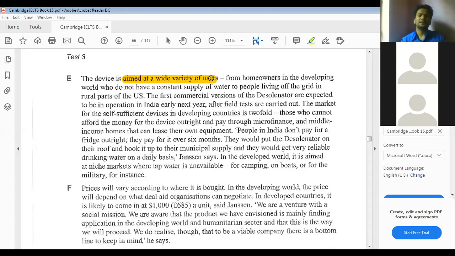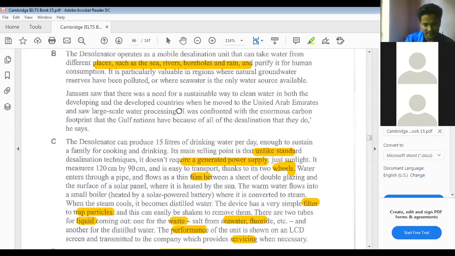What does it talk about? It talks about the variety of users, okay? In case of India, a developing country, they have to pay step by step, in the developed one this. Okay, let's go and we shall get the answer.